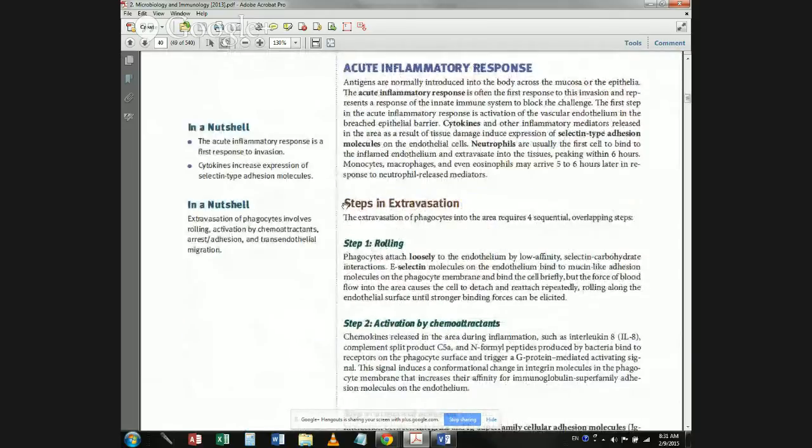All right, next, acute inflammatory response. So antigens are normally introduced into the body across the mucosa or the epithelia. Well, yeah, they do have to penetrate the epithelium to enter the bloodstream, right? Anyway, the acute inflammatory response is often the first response to this invasion. So the moment the antigen enters the body, if the immune system notices this, the first thing they have is the acute inflammatory response. And the acute inflammatory response represents a response of the innate immune system to block the challenge.